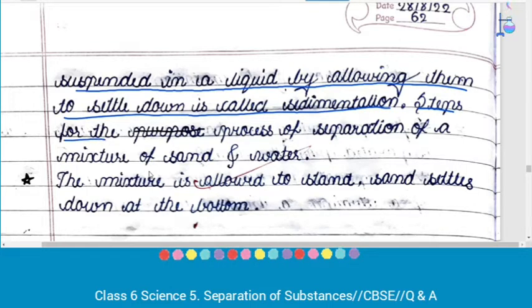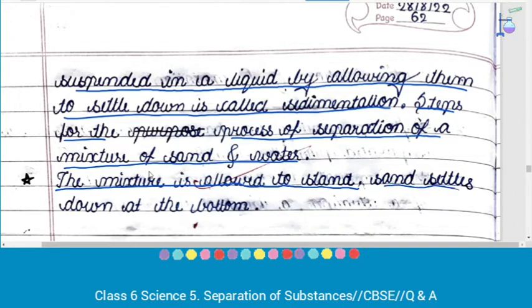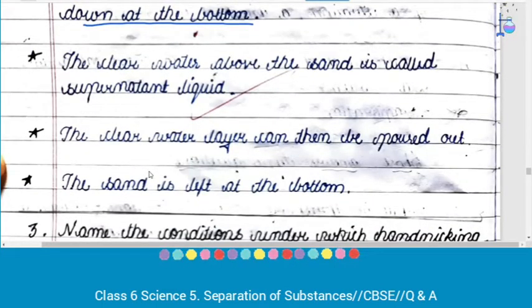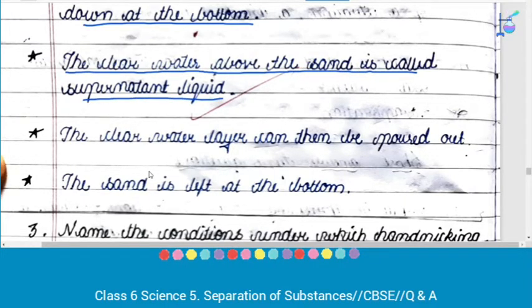Steps for the process of separation of a mixture of sand and water. The mixture is allowed to stand and sand settles down at the bottom. The clear water above the sand is called supernatant liquid. The clear water layer can then be poured out. The sand is left at the bottom.